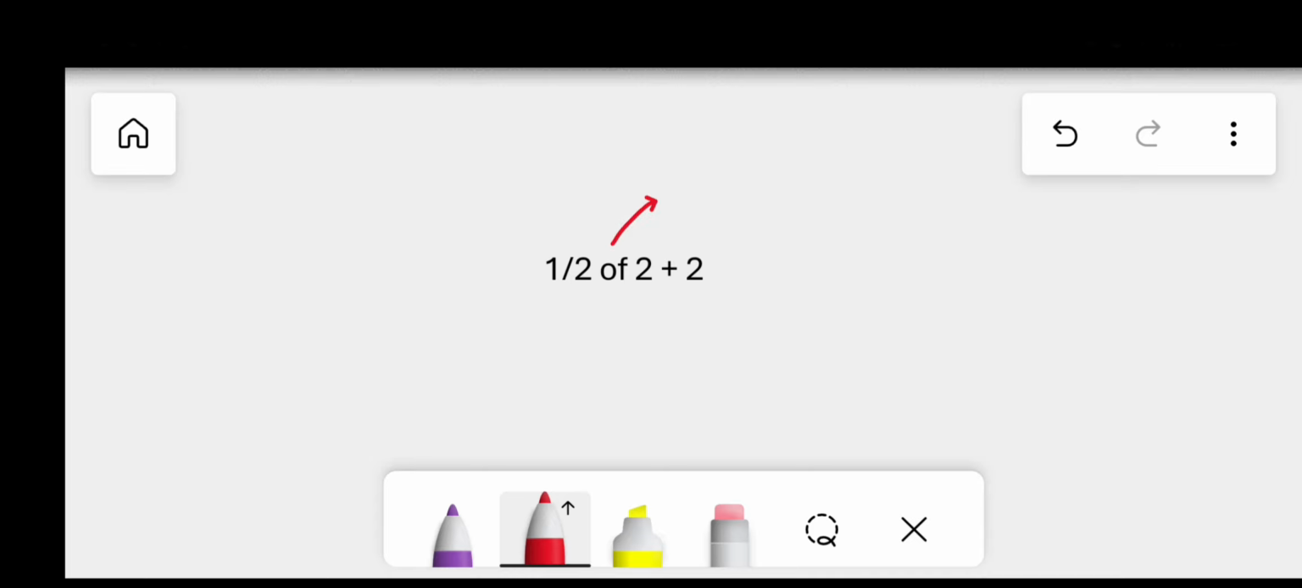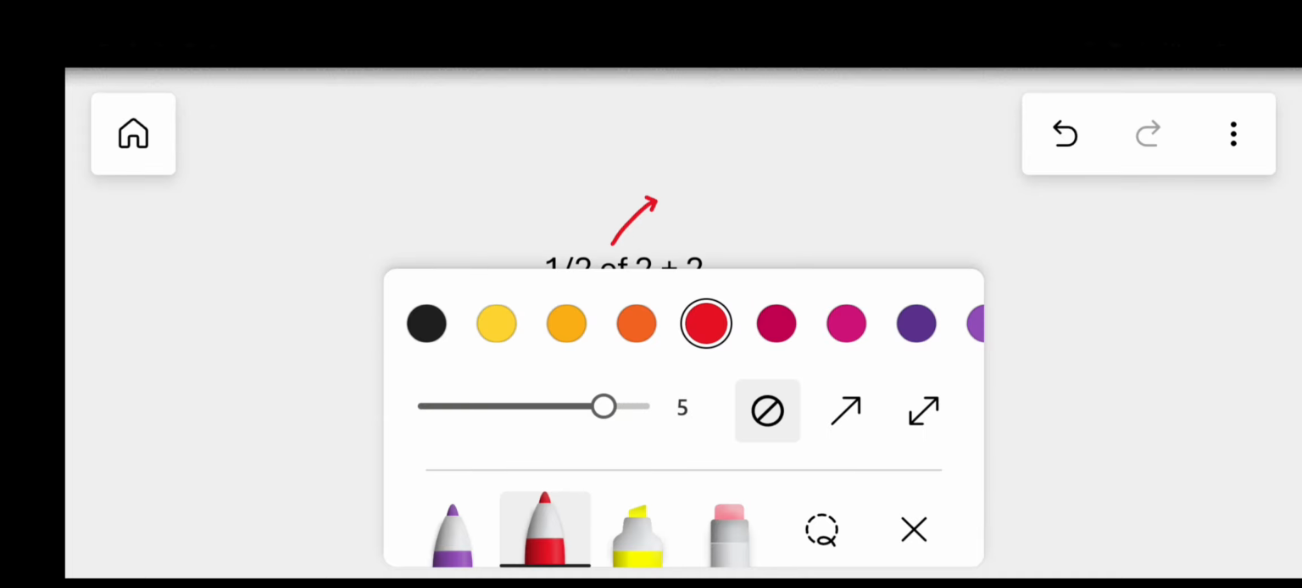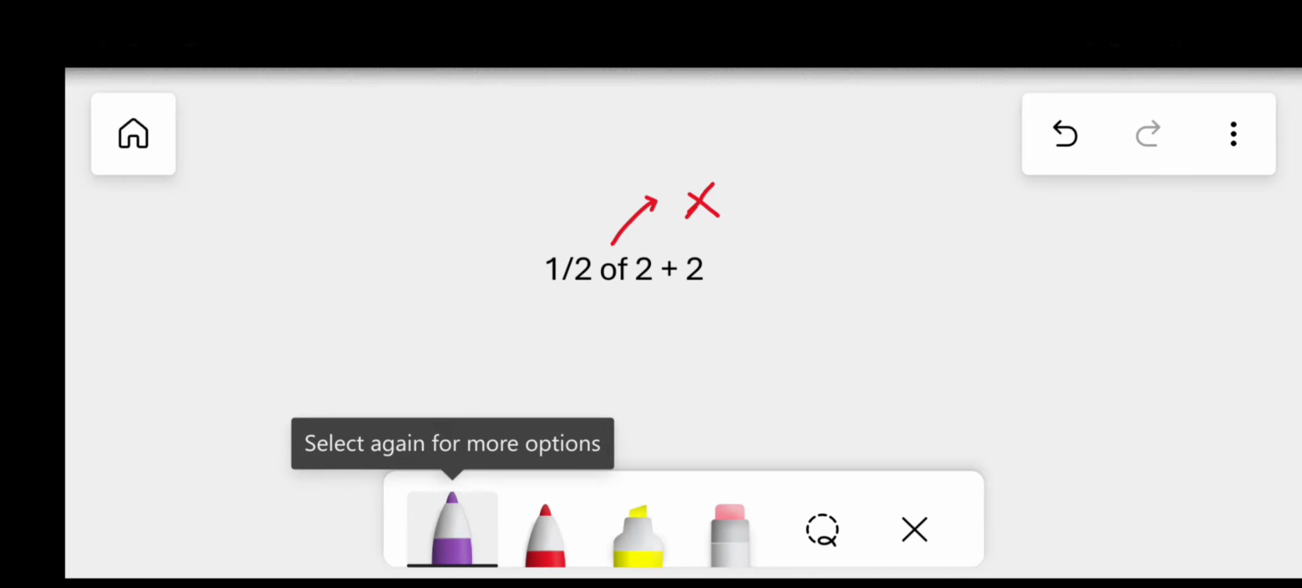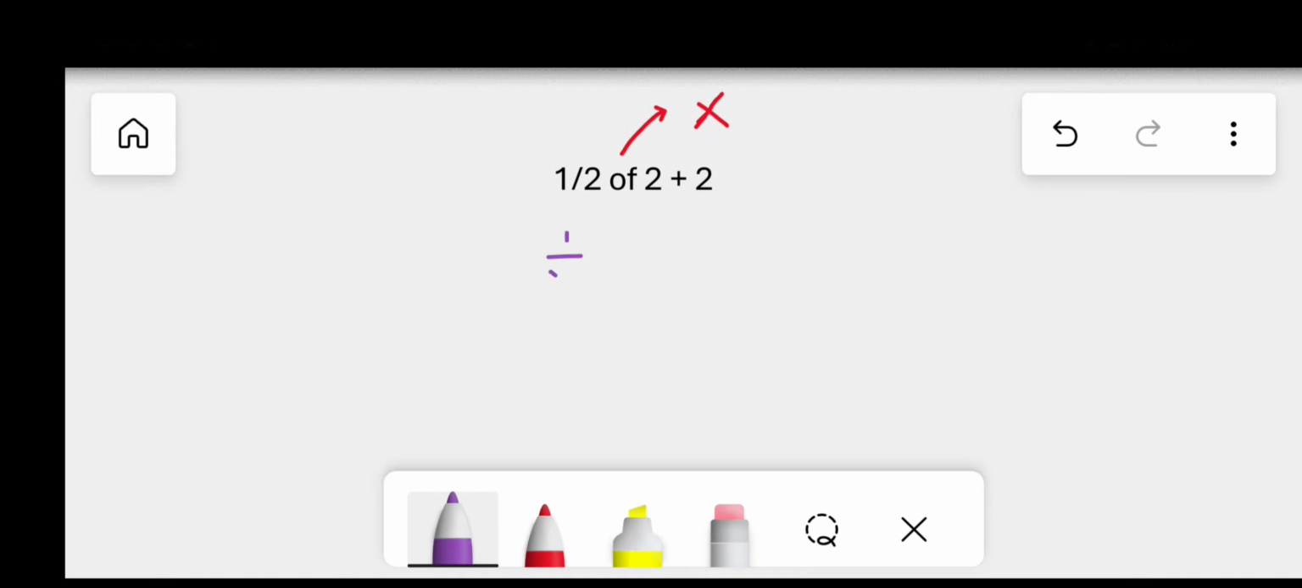So as you can see, we have half of 2 plus 2, and we know that "of" is generally represented as multiply. In general, we use that. So let's solve this from the perspective of a student who does not know the BODMAS rule. So half multiply with 2 in addition with 2.